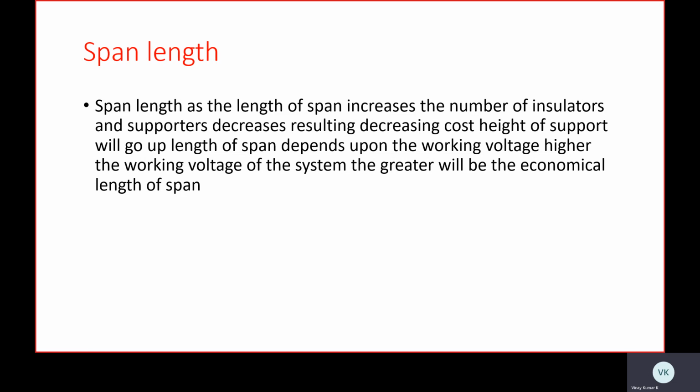In the span length, what happens? If the length of the span increases, the insulating materials that we require for the supporting structures also increase. Automatically the supports decrease, and this decreases the resulting cost of the height of supporting structures. The length of the span depends upon the working voltage. This span length mainly depends upon the working voltage. The higher the working voltage of the system, the more the economical length of the span also increases.